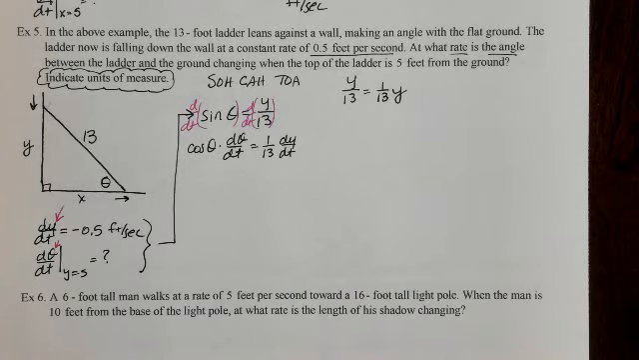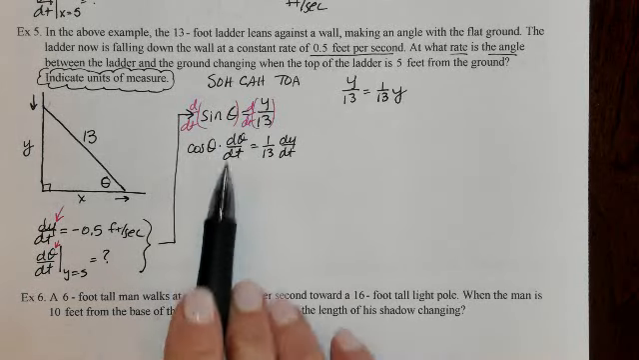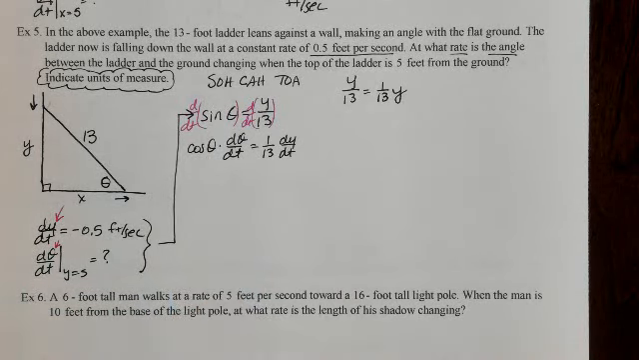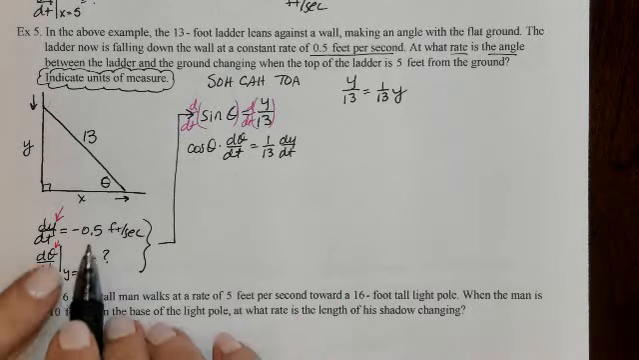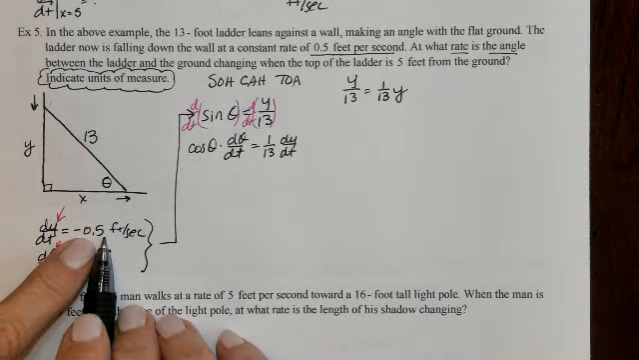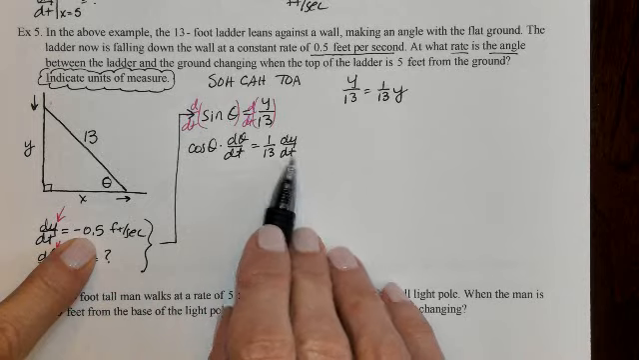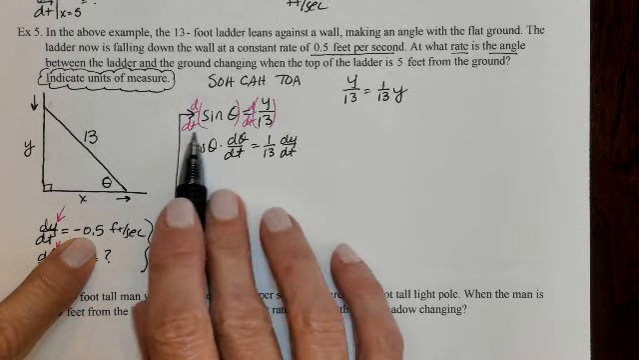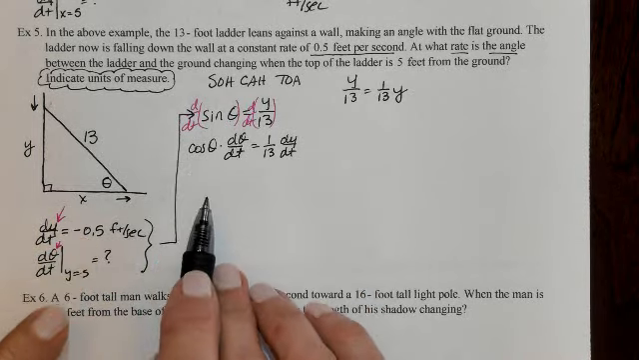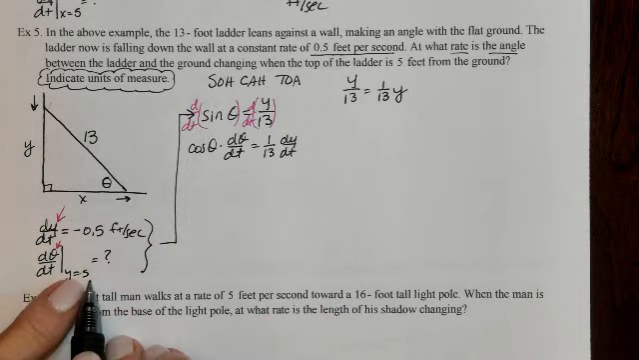And now that we've taken the derivative, we can go ahead and plug in any values that we have. So we are going to be plugging in negative 0.5 for dy dt. But here I need to plug in something for cosine theta. And we have this y is equal to 5.